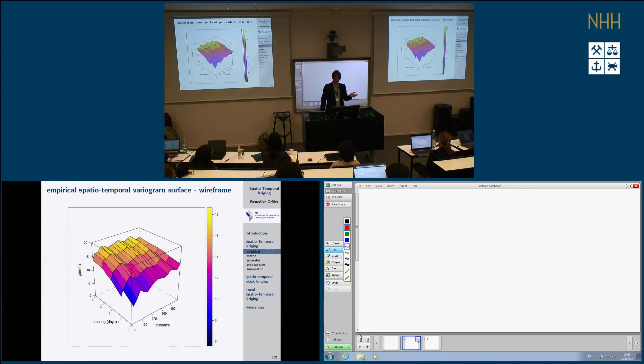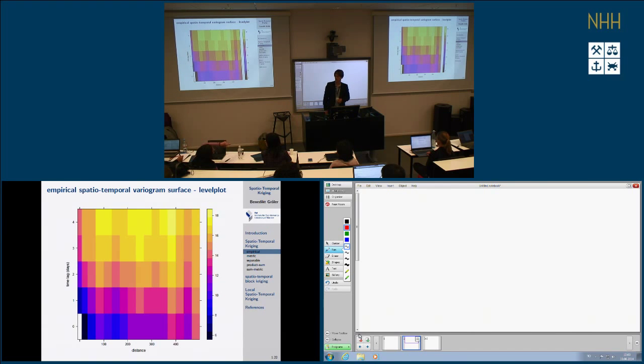So what we would now need to do is fit a surface based on some model to this surface. So we're again looking for a variogram model, but it's no longer a single line. Now it's a surface that you would like to fit another surface.